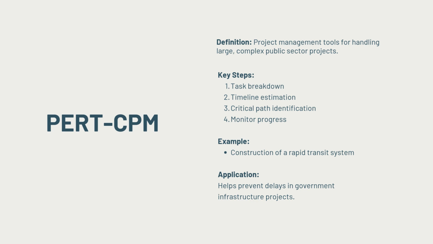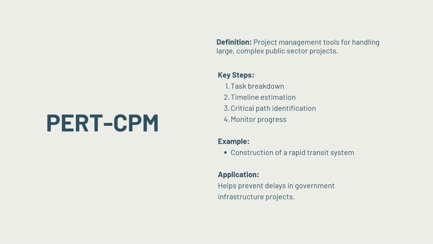The next step is time estimation. So PERT allows for three estimates of each task. First is optimistic time, and that is the best case scenario. Second is pessimistic time, the worst case scenario. And third is the most likely time, or the most realistic estimate. From these, we calculate the expected time for each task.